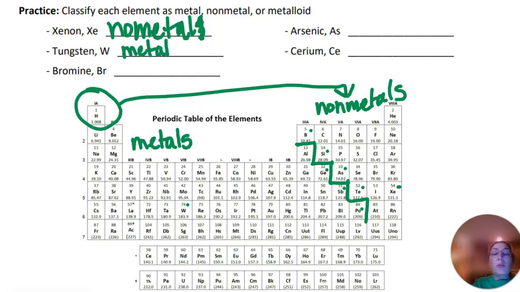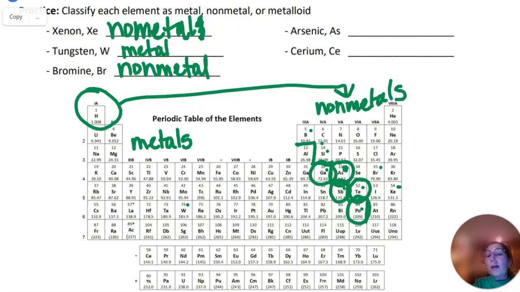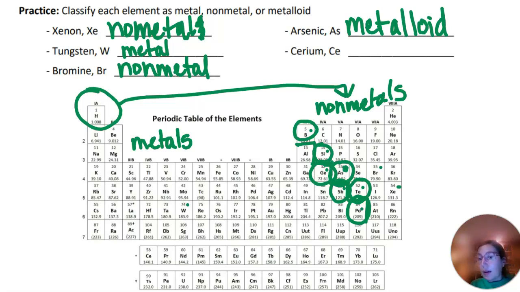And then we've got bromine, Br. Bromine's here, atomic number 35. And so bromine is a non-metal. We need to find arsenic, As. That's atomic number 33. Now that sits right on a staircase. So remember, the elements right on or right below, those are our metalloids, except aluminum, of course. So arsenic is technically a metalloid or a semi-metal. It's got properties in between metals and nonmetals.